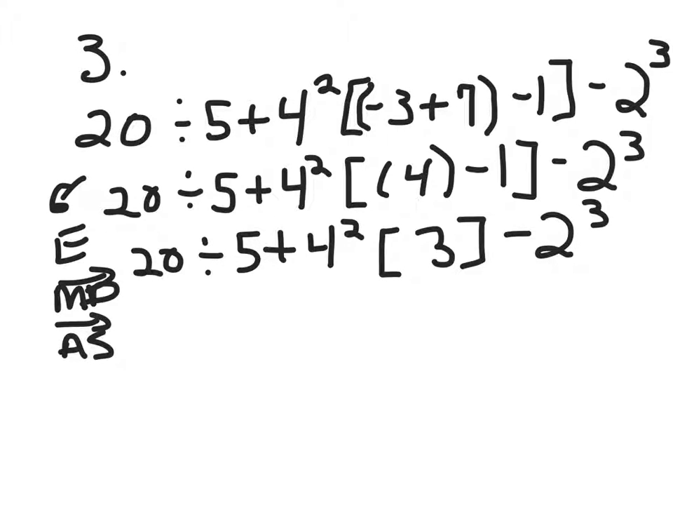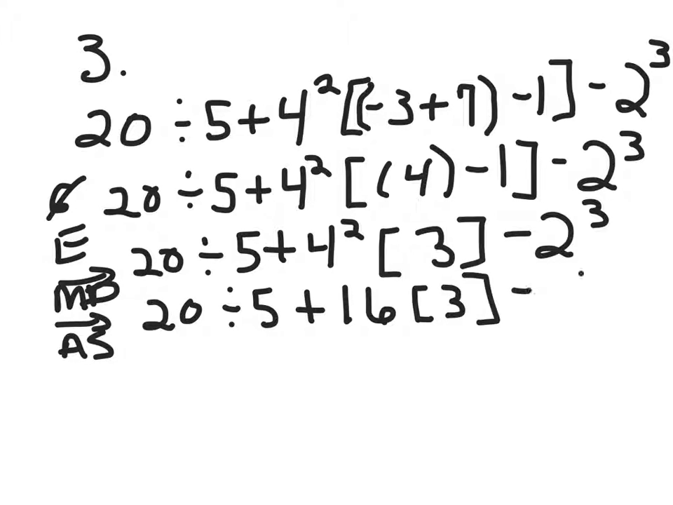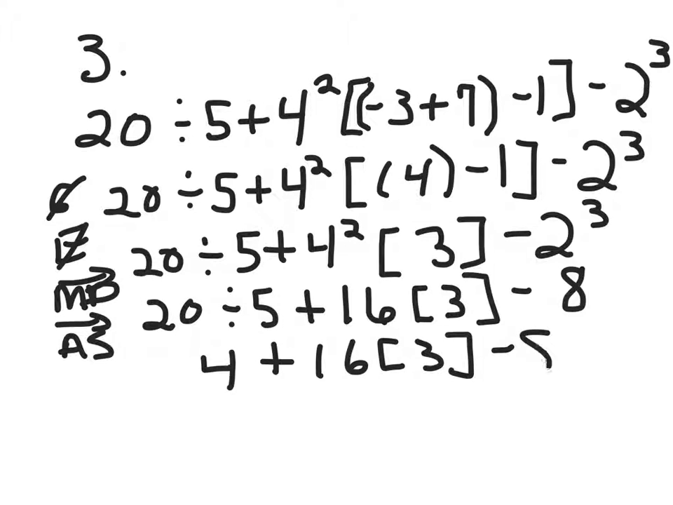Next, I've taken care of all my grouping symbols. I have exponents. So I'm going to take care of every exponent that I see. 20 divided by 5 plus 16, brackets, 3, minus 8. I don't have any more exponents. I took care of both of them left to right. Now I'm going to look for all my multiplication and division. 20 divided by 5, that's 4, plus 16, brackets, 3, minus 8.